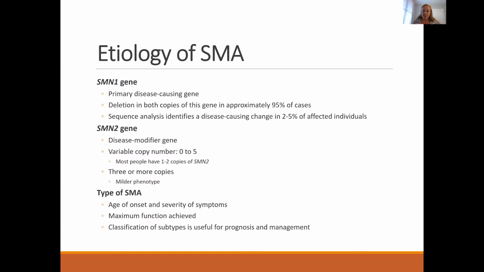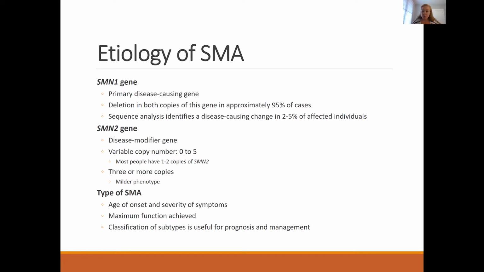And then the SMN2 gene is the disease modifier gene. So I mentioned that people can have variable copy number of this gene. Most people will have 1 to 2 copies of SMN2, but anywhere from 0 to 5 copies has been seen. And typically 3 or more copies of SMN2 is associated with a milder clinical presentation of SMA.